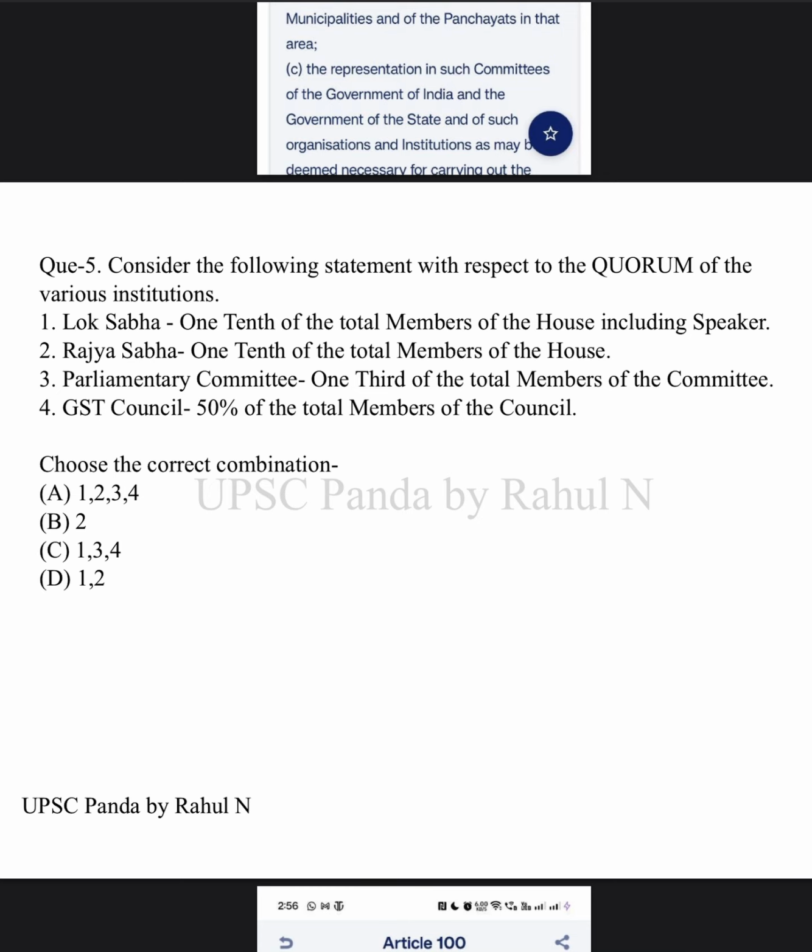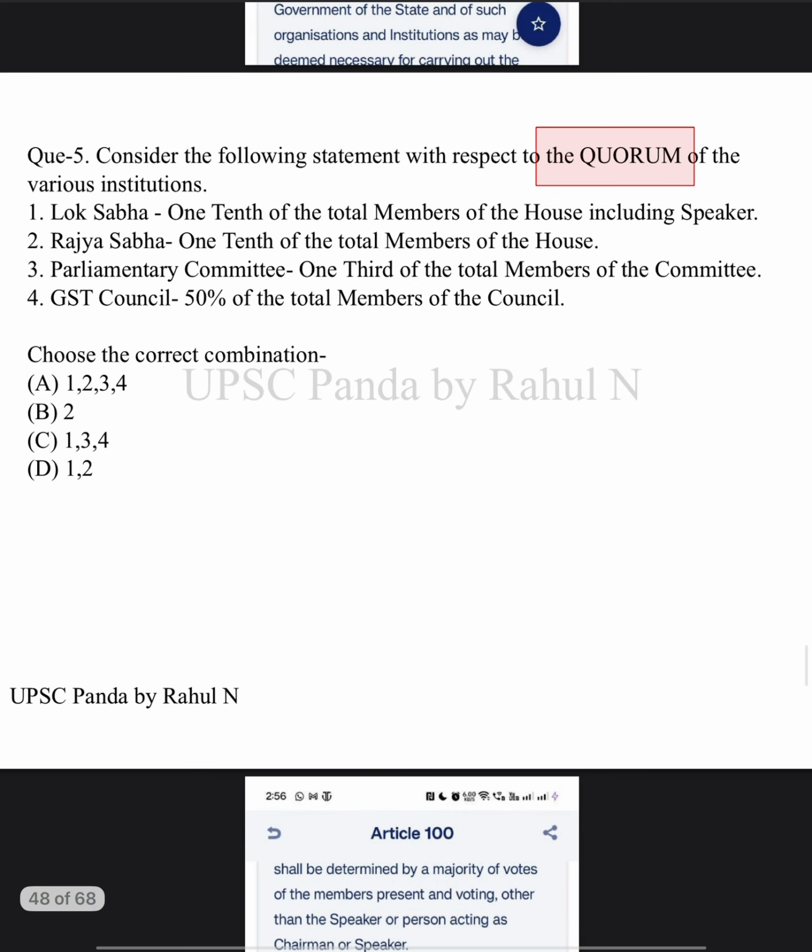This is a good question. See, this requires clarity and understanding. Quorum. Take a minute, take a pause and attempt it. Then I will explain. Lok Sabha, Rajya Sabha, Parliamentary Committee and GST Council. Which of the following किसका quorum is mentioned in the Constitution?